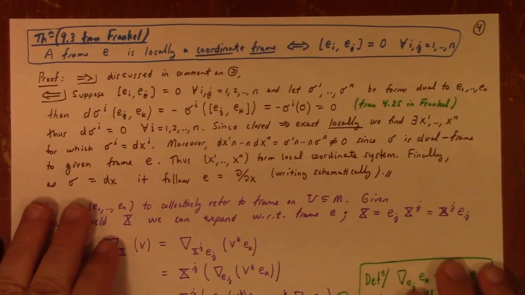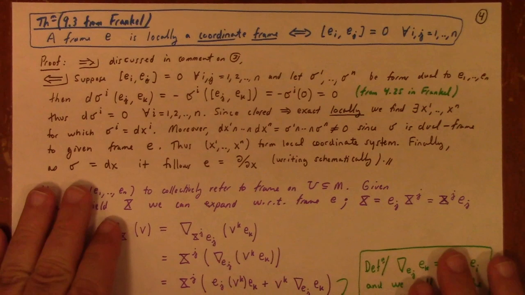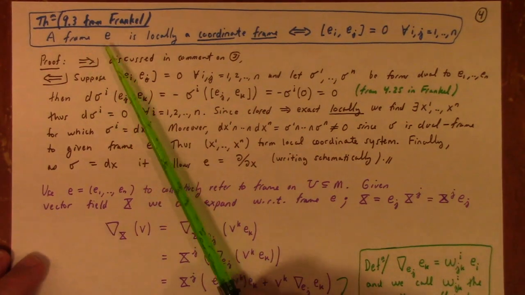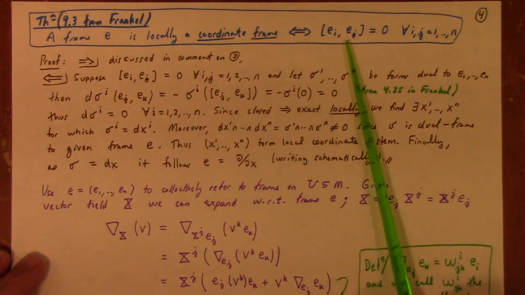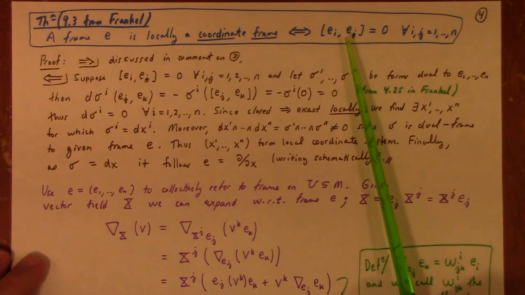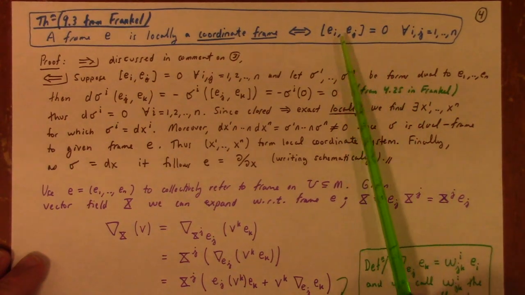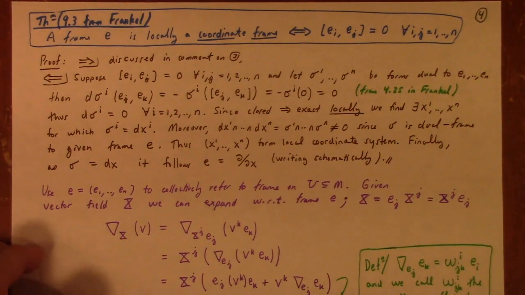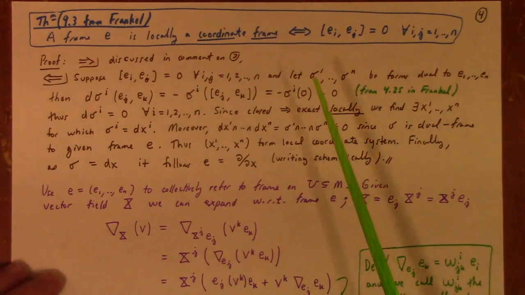Let's prove that. The proof is kind of pretty. I don't prove too many things in here, but I'll prove that. Here it is. A frame E is locally a coordinate frame if and only if the bracket of every basis element in the frame with another one is 0. So the commutator brackets of all distinct members of the basis have to be 0 for us to understand that the basis is in fact a coordinate frame.